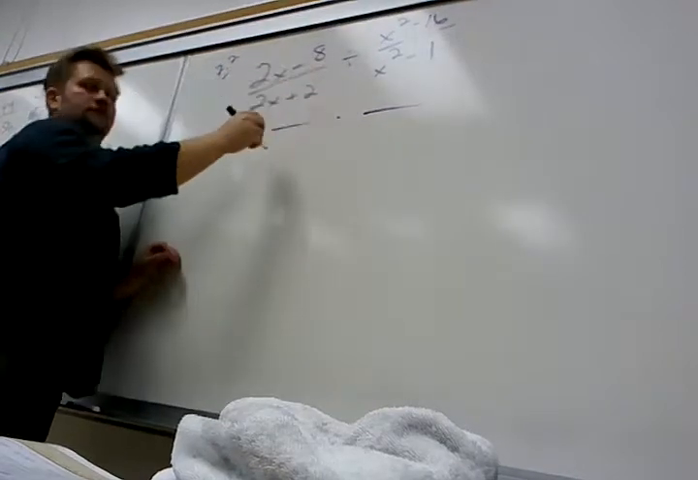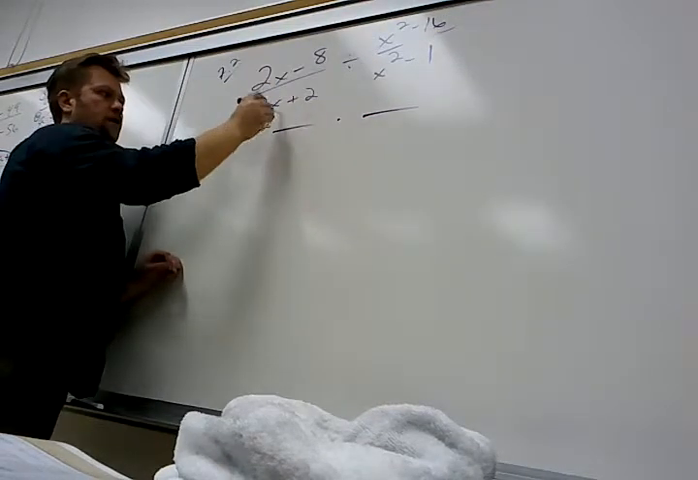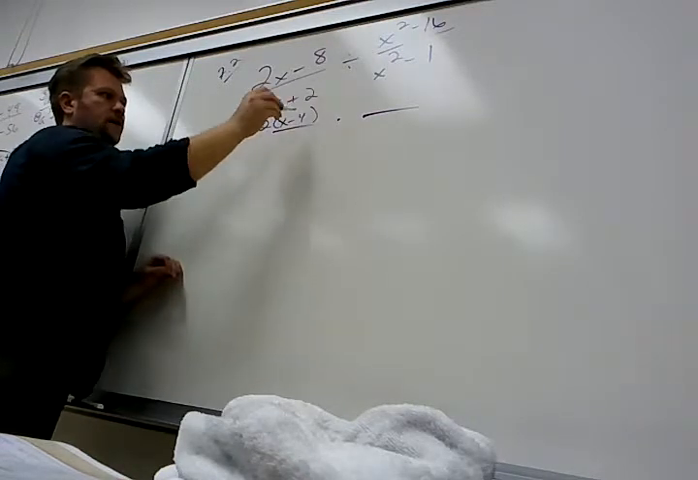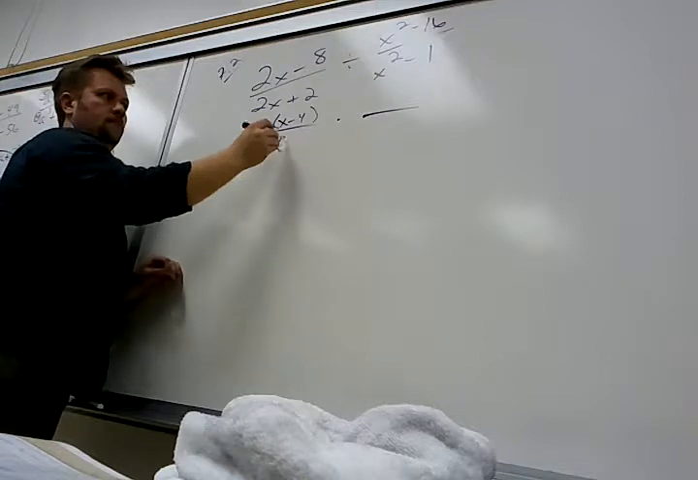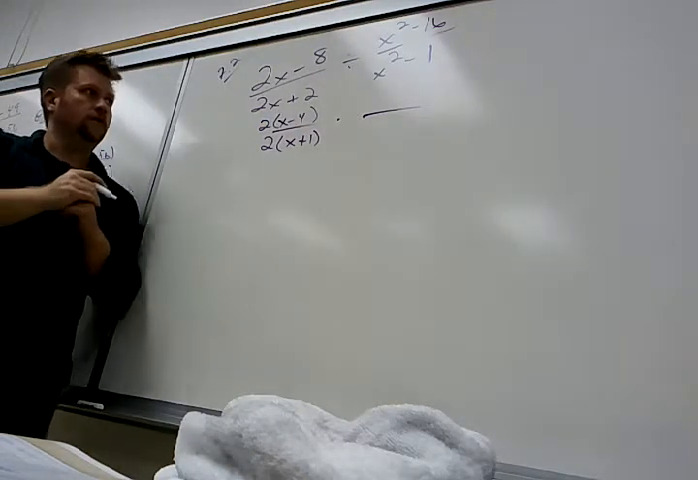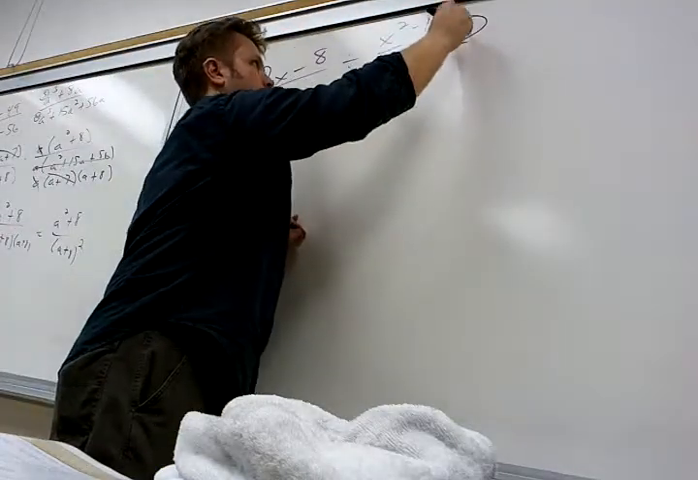What comes out of here? 2. Careful. No x's can come out, right? But a 2 can come out. X minus 4. What comes out of the bottom? 2. X plus 1. Is that cool so far? Now, I'm going to flip this, right? Let's see if you can handle this.